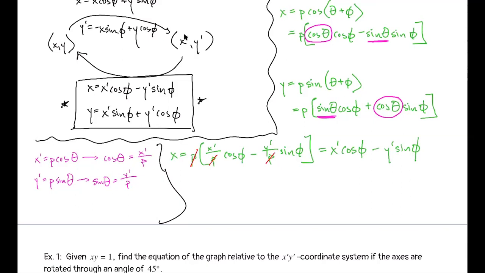Now, if we do the same kind of reasoning with the y, we have the p on the outside. Instead of sine theta, I put y prime over p, and then I keep my cosine phi. Plus, instead of cosine theta, I put x prime over p, and I have sine phi. And same thing happens when I distribute that p, it's going to cancel with the denominators, and I will end up with y prime cosine phi plus x prime sine phi.